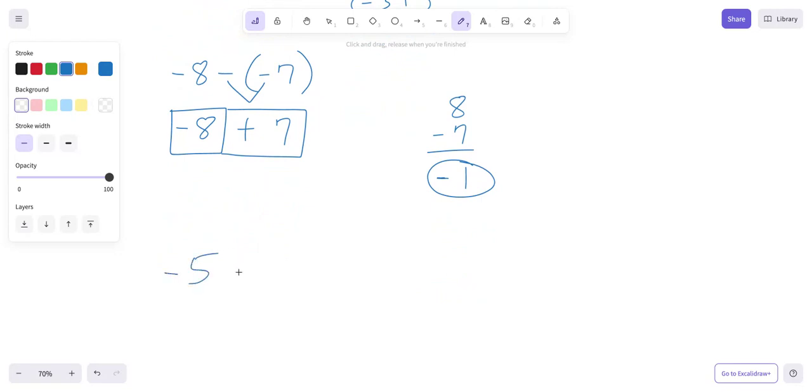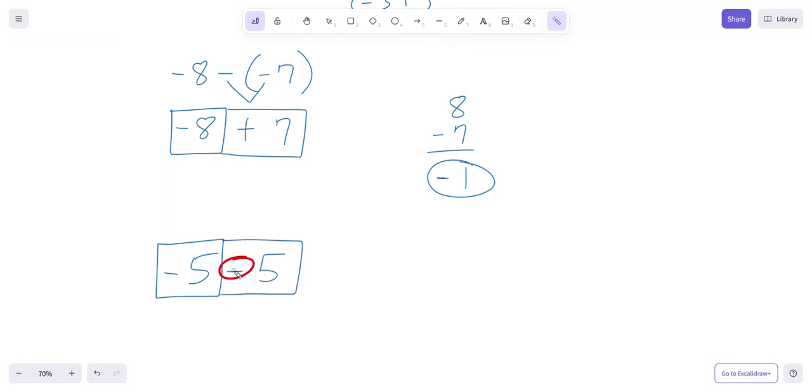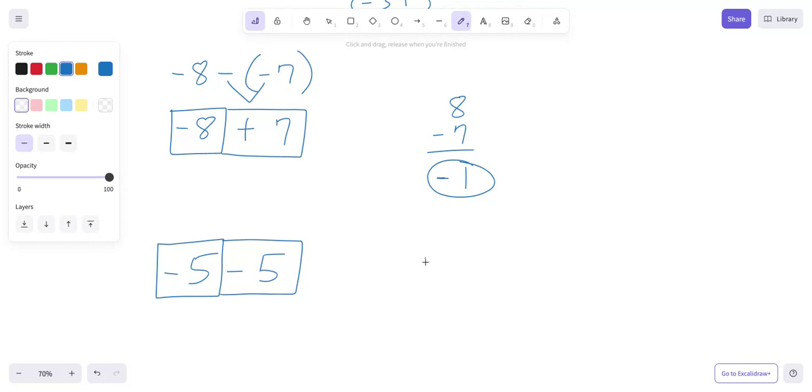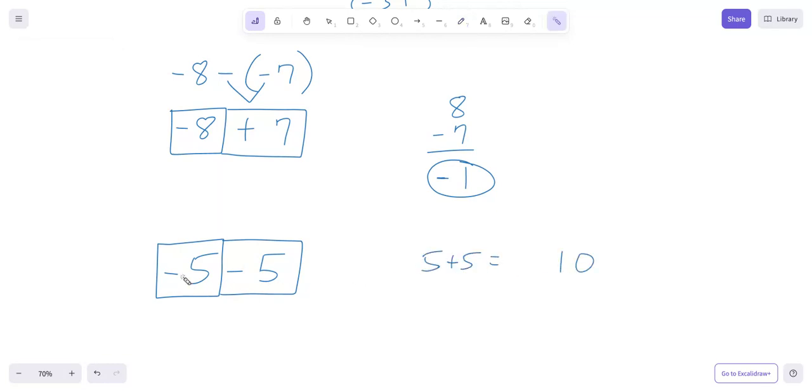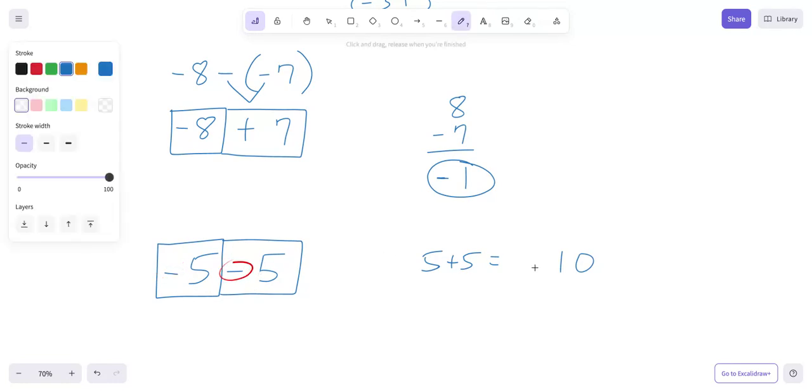Negative 5 minus 5. For this problem here, they both have just one symbol in front of them, or one sign. So they are both negative. So they're the same sign, which means I add. So 5 plus 5 is equal to 10. And then since they're both negative, my answer is going to be negative 10. So it's negative 5 plus negative 5.